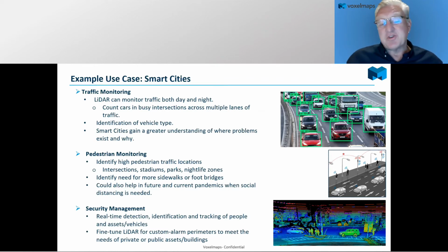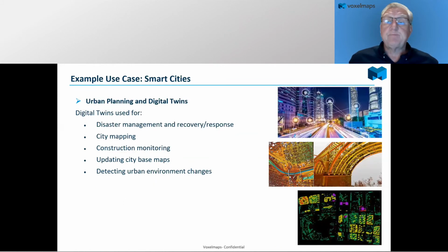And then in the area of security management, so, real-time detection and tracking of people and assets or vehicles, like a public works, where we want to keep track of all their assets. And then you can actually fine tune the LiDAR as well for perimeter alarms. So if somebody moves into that area, you can actually use the LiDAR to do a really quick change detection to identify if somebody is inside the fence.